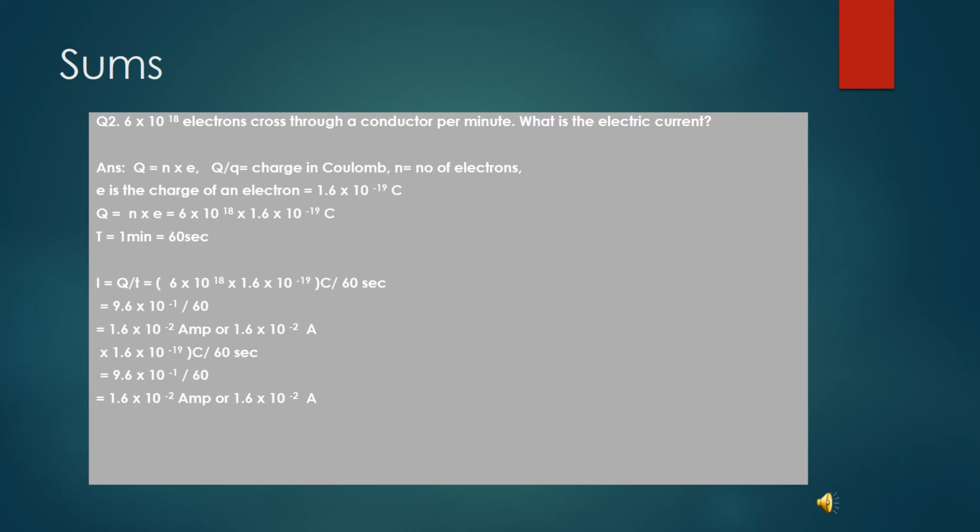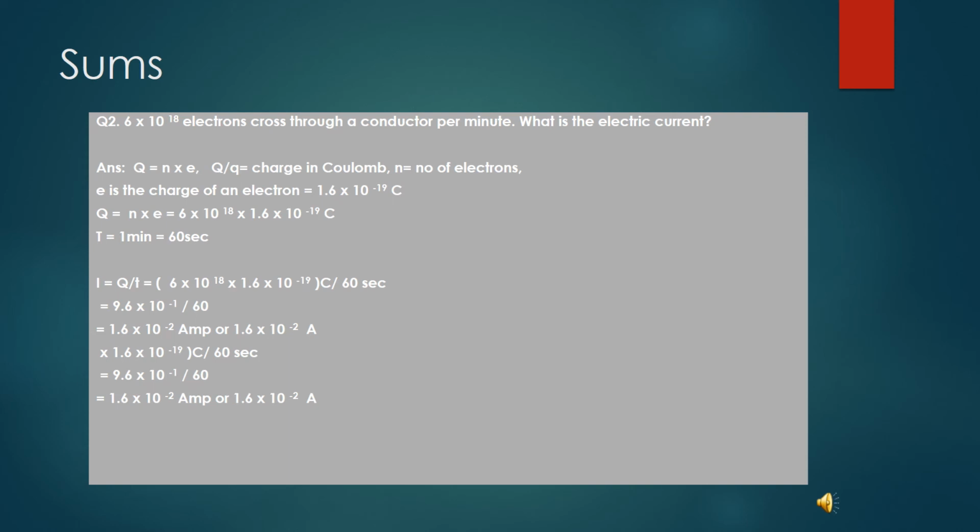So I can write Q is equal to N into E. Instead of N, what should I write? I will write 6 into 10 to the power 18. Instead of E, yes, I will write 1.6 into 10 to the power minus 19. Look here, 10 to the power 18 into 10 to the power minus 19, which gives me 10 to the power minus 1. And if I multiply 6 with 1.6, I get 9.6.